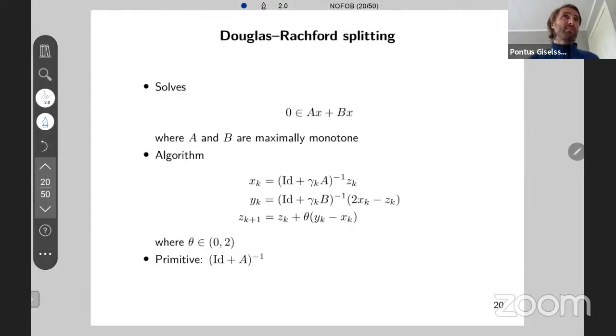And then in the previous lecture, we also saw Douglas-Rachford splitting for convex functions. It can also be applied to monotone operator problems. So again, we have this problem, and here we don't have any additional assumptions on smoothness, but A and B are just maximal monotone, which is the basic assumption that we need here. And the algorithm looks like this, quite different from the method we had before. And the primitives are the resolvent of A and resolvent of B. These are the primitives.